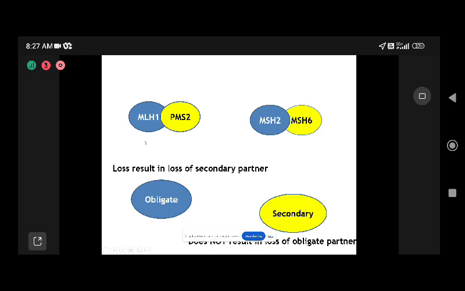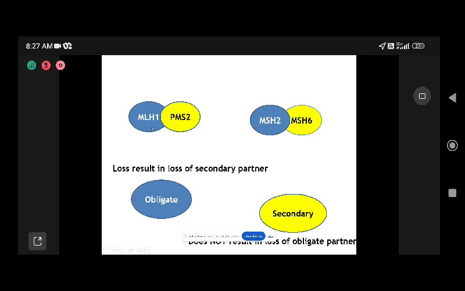On immunohistochemistry, an important thing is that they work in pairs. MLH1 and PMS2 work in pairs, and MSH2 and MSH6 work in pairs. MLH1 is the dominant partner, whereas PMS2 is the secondary partner. When the dominant partner is not there, the secondary partner also undergoes degradation. MLH1 is not dependent on PMS2, but PMS2 is dependent on MLH1.